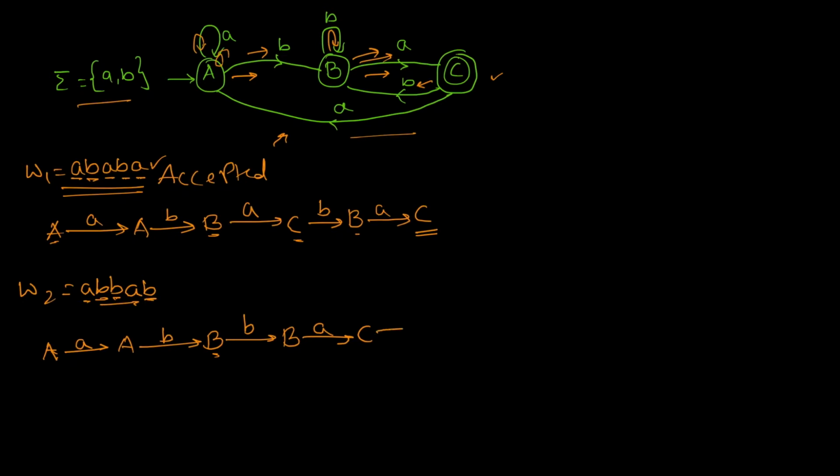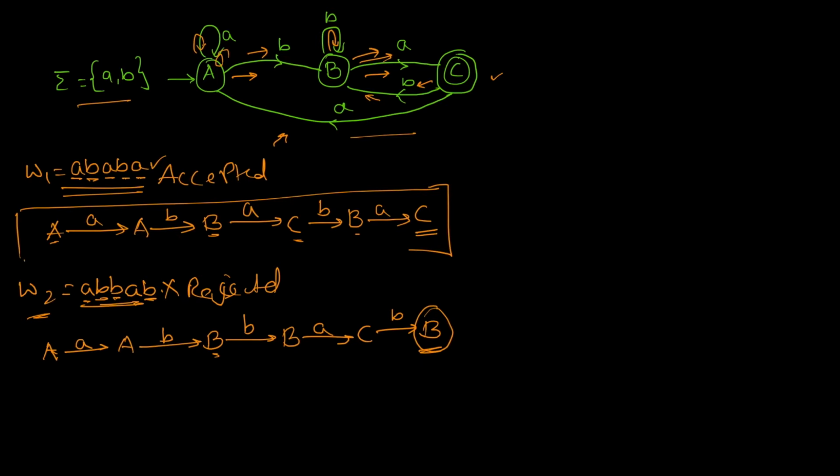On seeing B from state C, we go to state B, and since we are done with the string and we end up at a non-final state, which is B, we say that string w2 is not accepted, or rejected, by the given DFA. Now this is a very informal way of deciding whether a string is accepted or not.